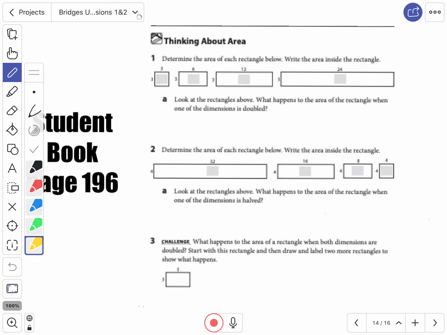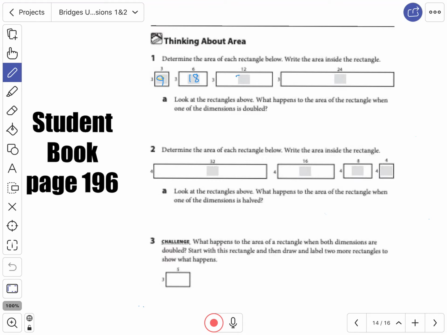Okay, moving on. Thinking about area. This is student book page 196. We have to determine the area of each rectangle below and write the area inside of the rectangle. All right, I'm going to just start us off here, okay? So the area of this first one, 3 times 3, 9. No big deal, right? Okay, the area of the next one, 3 by 6, that's 18.